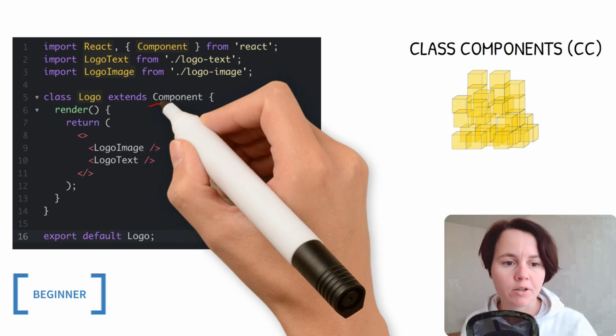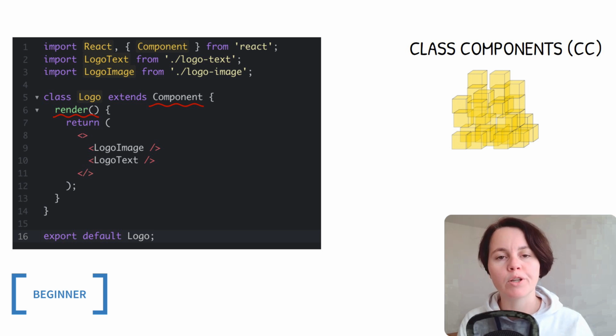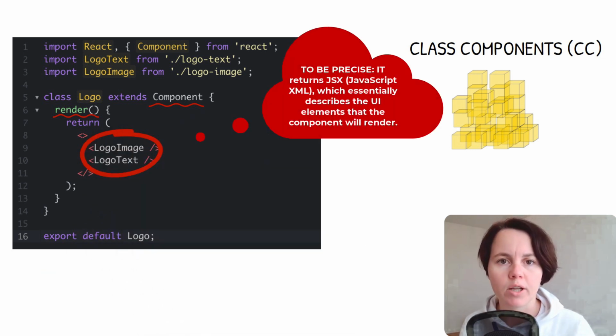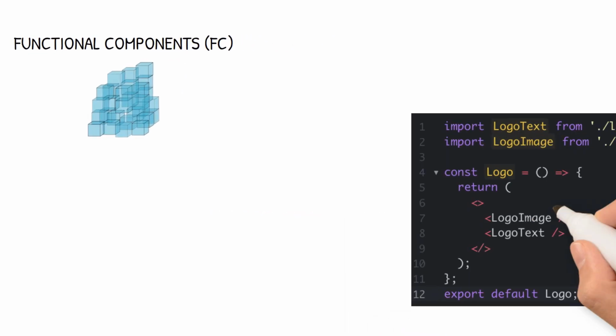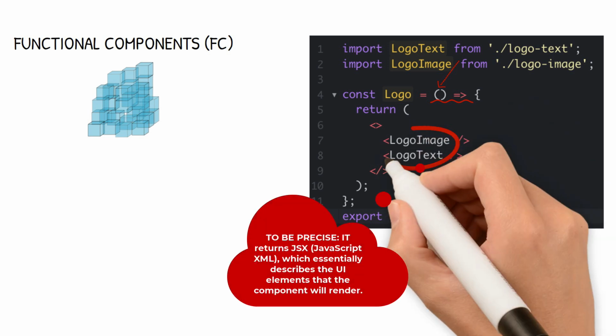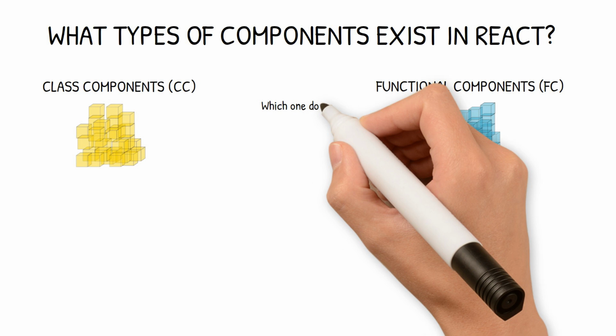They extend the React component class and use the render method to return the UI elements, in our case logo image and logo text. Functional components are defined as JavaScript functions. They can take props as input and return the UI elements, in our case again the logo image and the logo text. Which one do we use more?